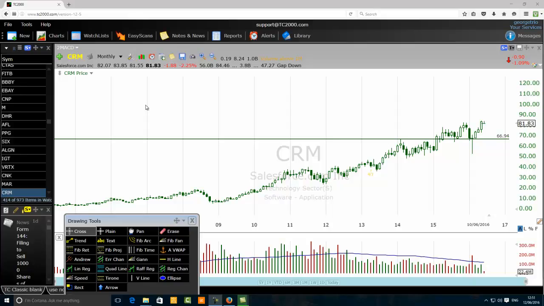Support and resistance plus candlestick tips and tricks.